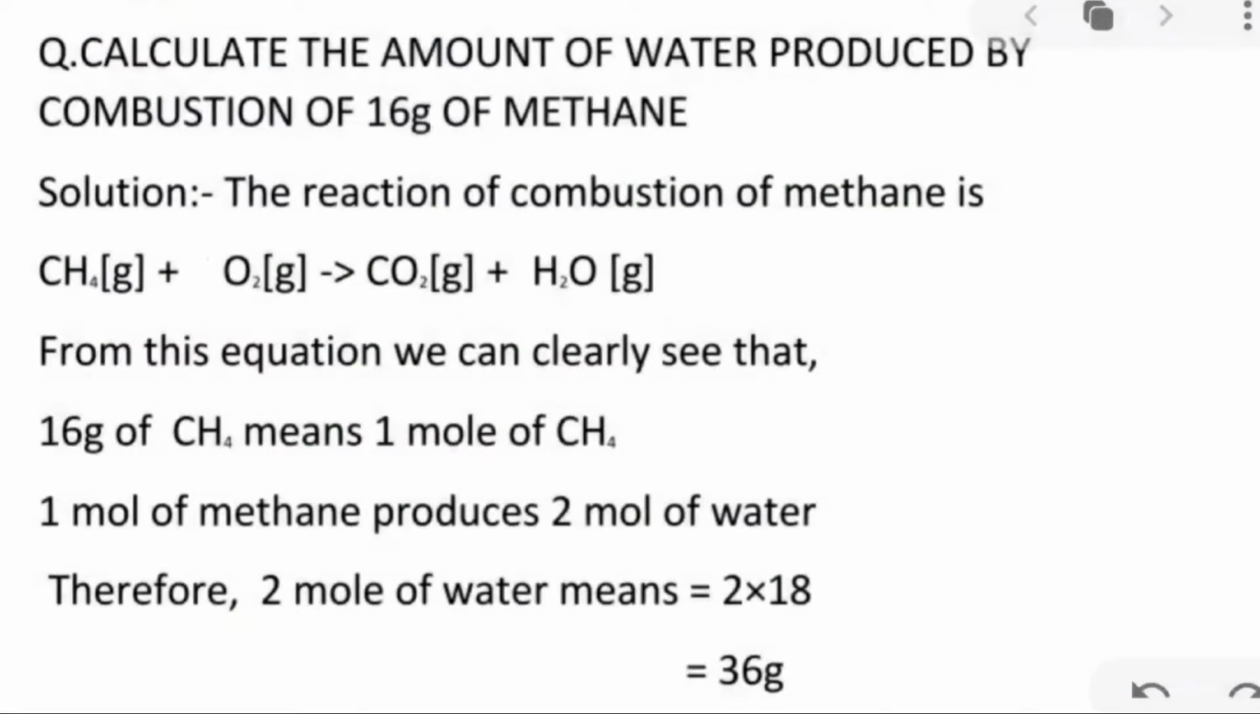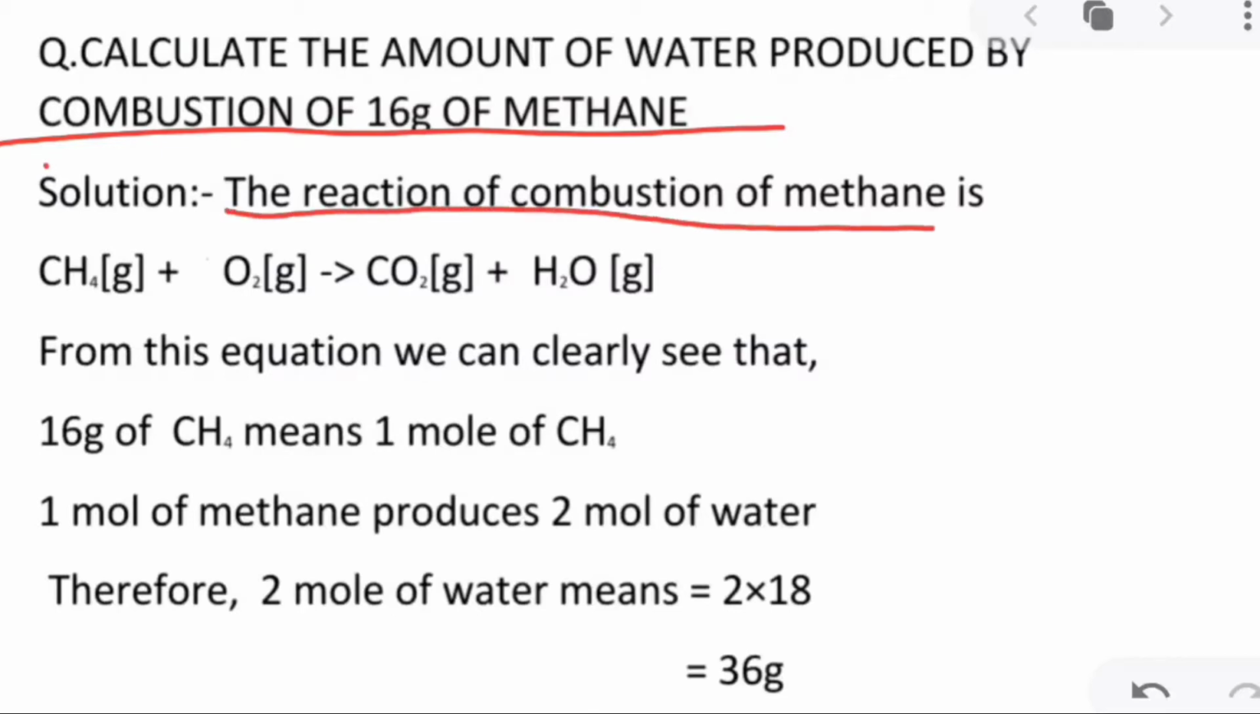Calculate the amount of water produced by combustion of 16 gram of methane. So in this question it is given that we have to calculate the amount of water produced when we burn 16 gram of methane. The reaction of combustion of methane is given below, that is CH4 plus O2 gives CO2 plus H2O. Now first let's check whether this equation is balanced or not.